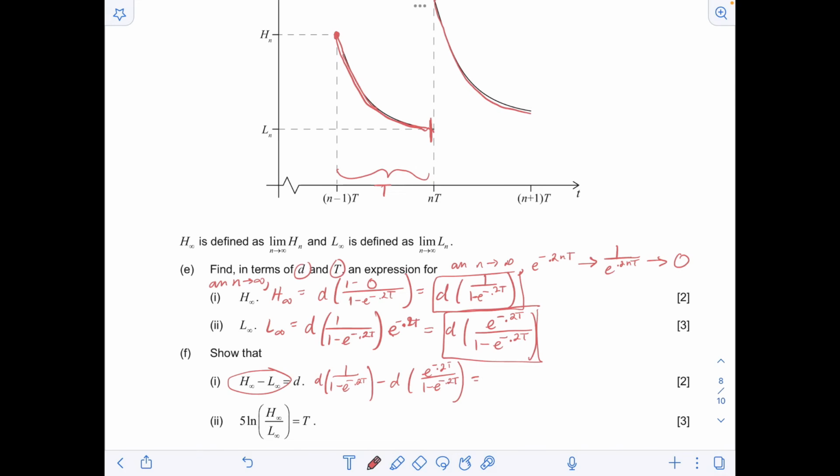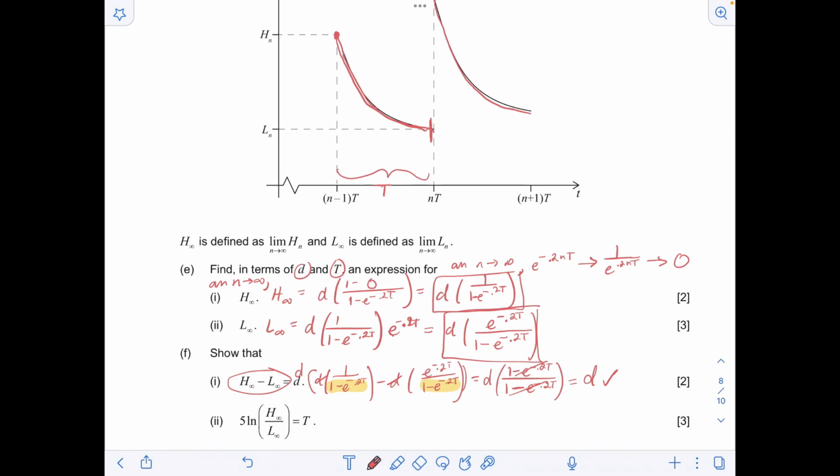The D's factor out, so I'm just going to, for now, cross them out and move them out here. And notice that we have common denominators. So we're just subtracting two fractions with common denominators, so we can keep the denominator, 1 minus e to the negative 0.2 t, and subtract the numerators, 1 minus e to the negative 0.2 t. What do you know? Those divide out, and we just have D. So we have indeed shown that H infinity minus L infinity equals D.